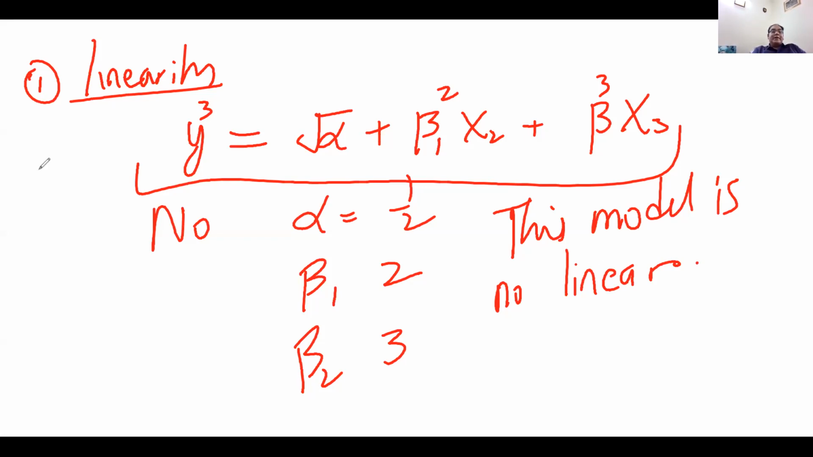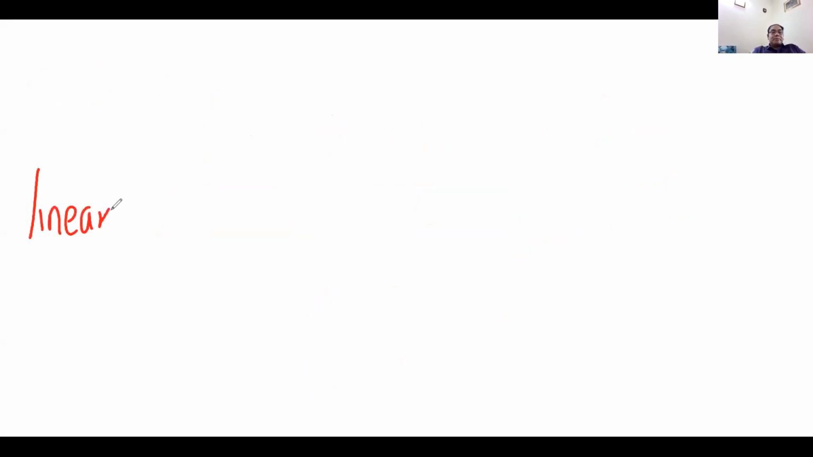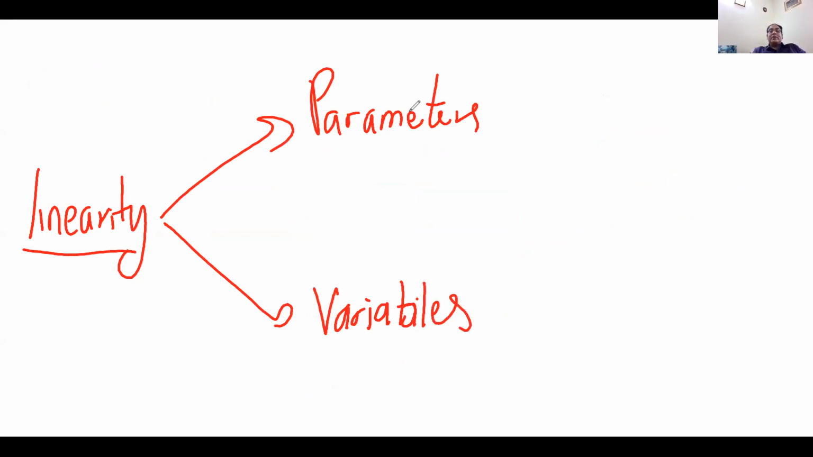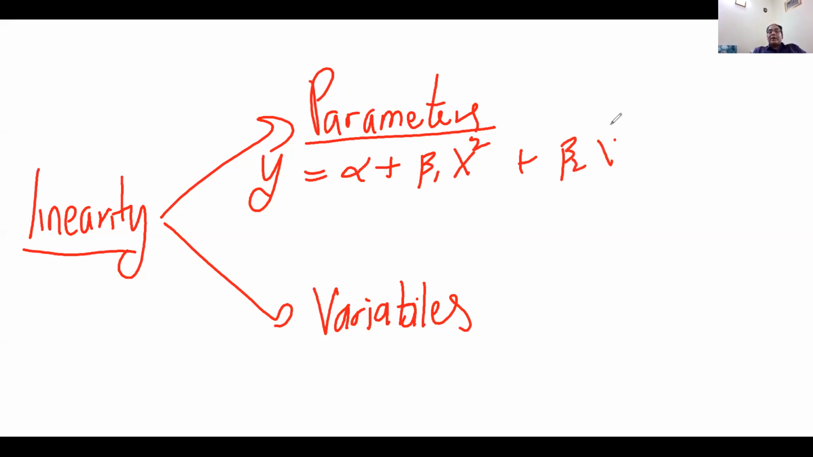Okay, now I hope you understand what linear means. Now linearity is of two types: linearity of the parameters and linearity of the variables. There are two types of linearity: parameters and variables. For example, when we say parameters, it means we write the equation like alpha plus beta 1 x square plus beta 2 x cube. Here the power of the regression coefficient is 1. So this is called linearity in the parameters, right?